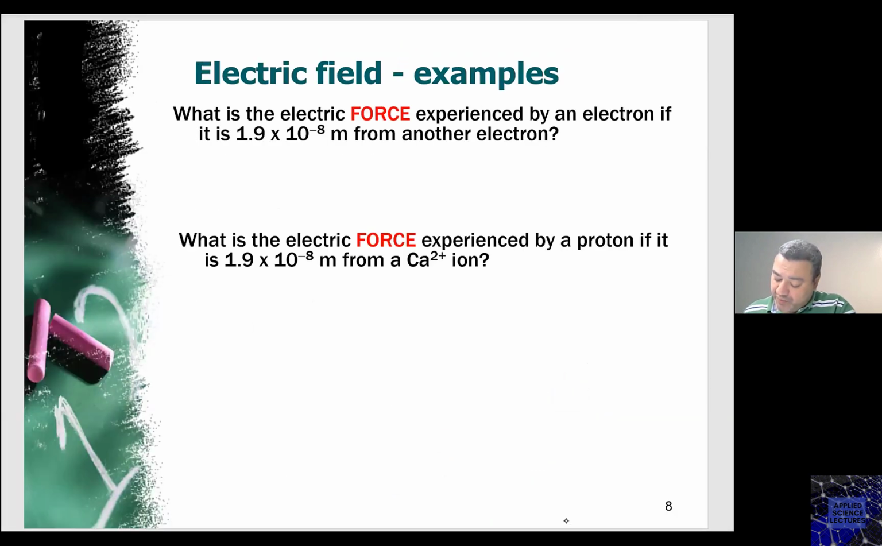Okay, so more examples here. What is the electric force experienced by an electron?